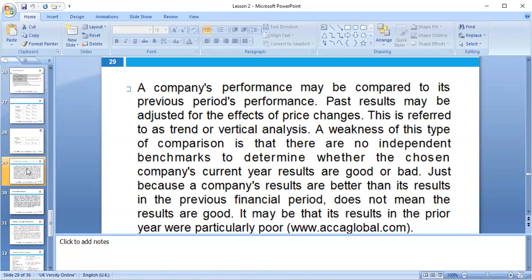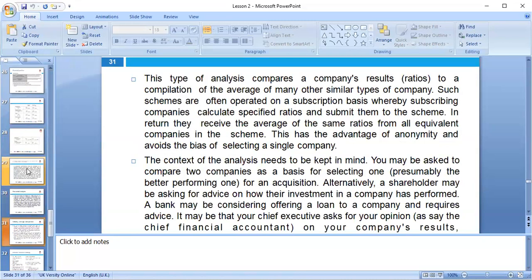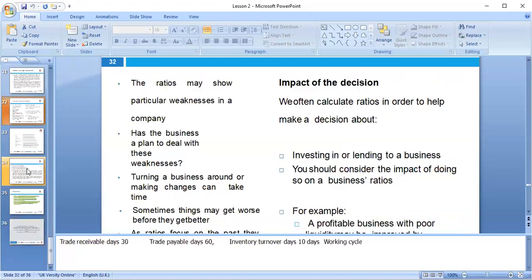Performance is compared with the previous period, and according to the ACCA article, to overcome the problem of vertical analysis, we compare the company's performance for a particular period with an equivalent company over the same period, introducing an independent yardstick. We look at the type of analysis of the ratios, other pros and cons, and various stakeholders interested in different ratios. Maybe the company had a business plan, so we can look at what the future plan is.